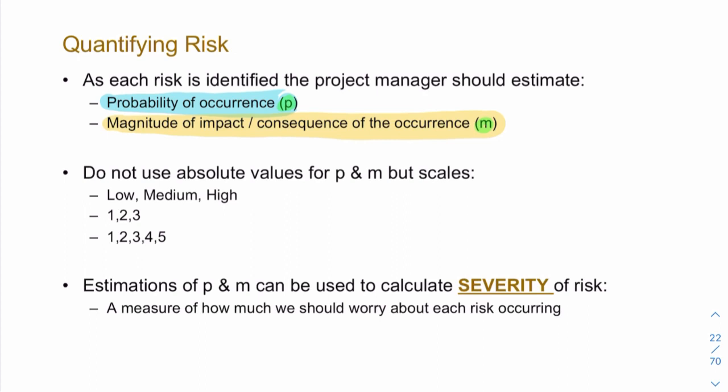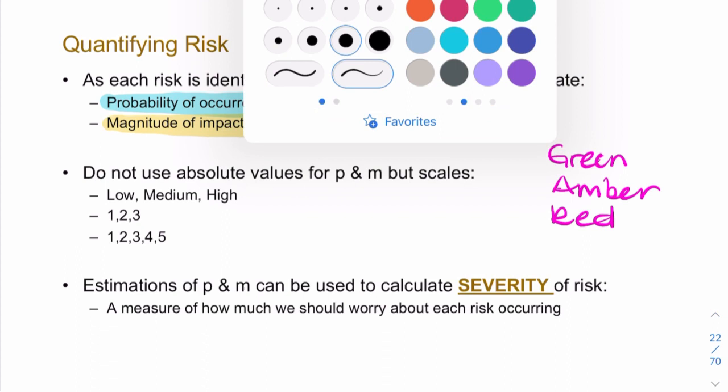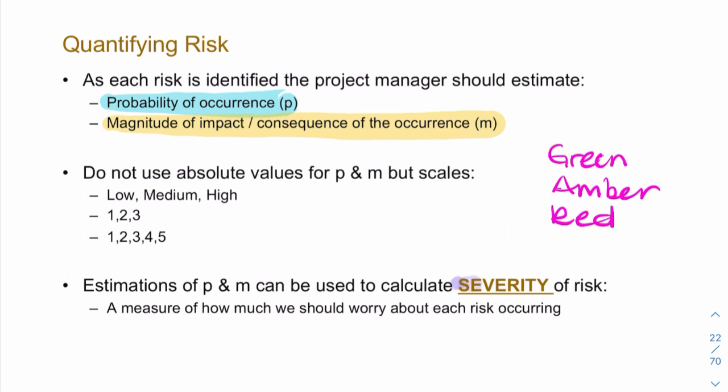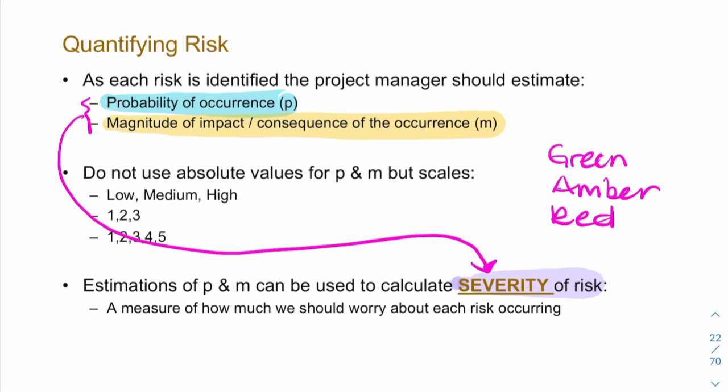So remember where the example was talking about traffic lights and green, amber, and red? Well, here we'll be using 1, 2, and 3, or low, medium, high. You could use a 5-point system, but very often we use 3-point systems. So low probability, medium, and high probability. Now, from these two numbers, we calculate or we evaluate something called the severity of the risk. So these two together, the probability and the impact or the consequence, give you the severity. And that, the severity, tells us how much we should worry about that risk.